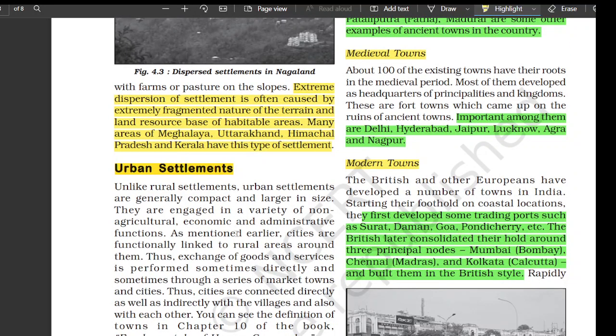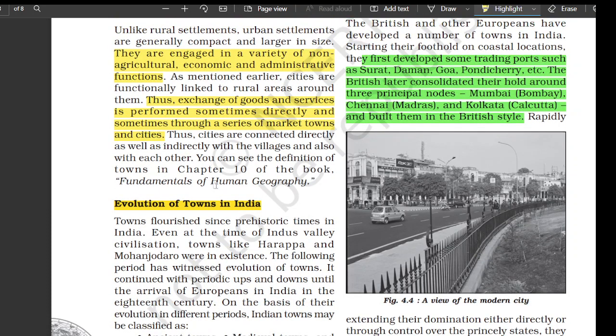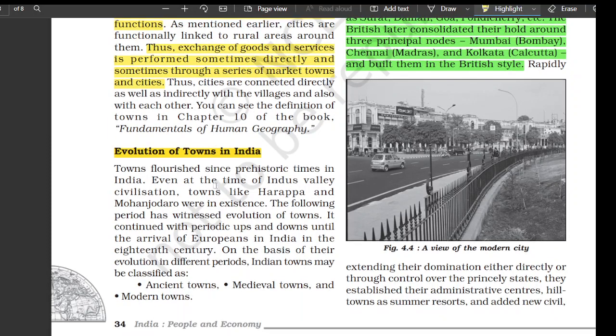Urban settlements. Unlike rural settlements, urban settlements are generally compact and large in size. They are engaged in a variety of non-agricultural, economic, and administrative functions. As mentioned earlier, cities are functionally linked to rural areas around them. Thus, exchange of goods and services is performed sometimes directly and sometimes through a series of market towns and cities. Thus, cities are connected directly as well as indirectly with villages and also with each other. You can see the definition of towns in chapter 10 of the book Fundamentals of Human Geography.